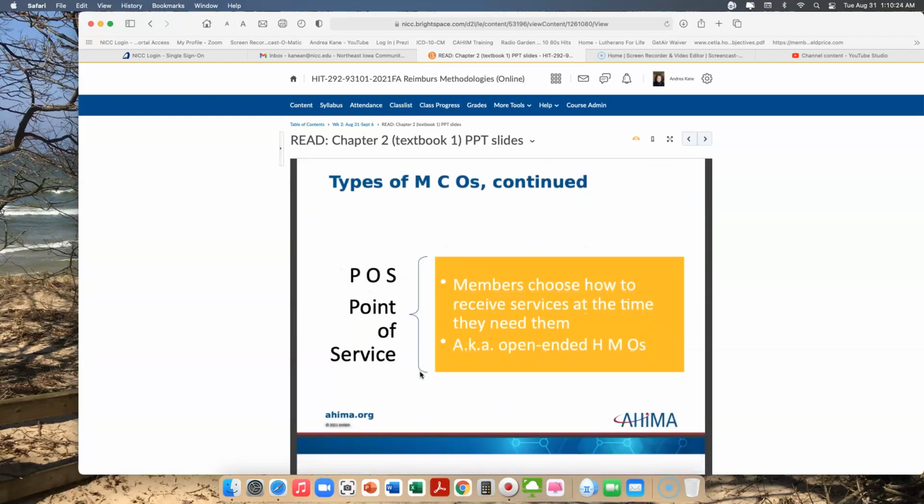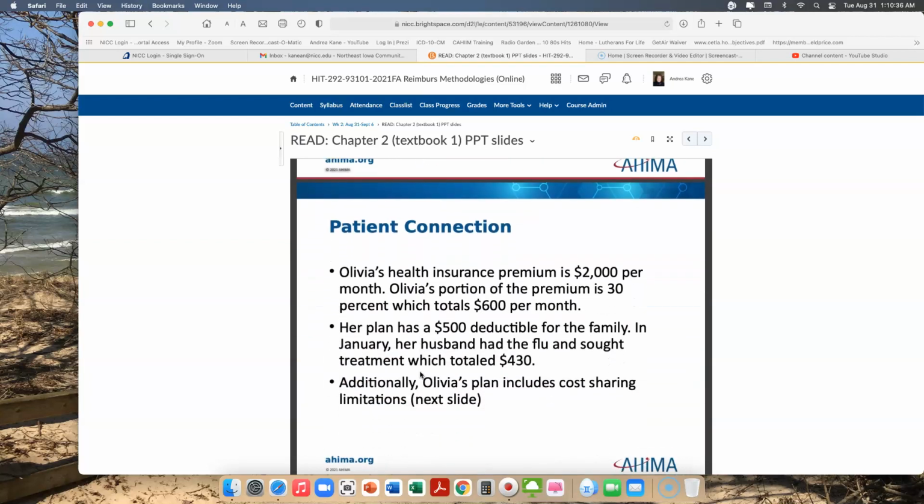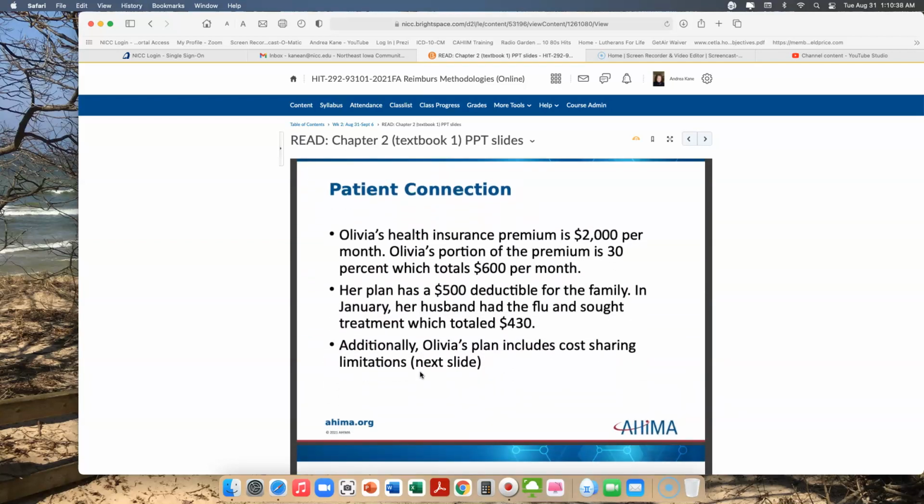So going back to types of managed care organizations, there's another one called point of service. This is where members choose how to receive services at the time that they need them. They're like open-ended HMOs.